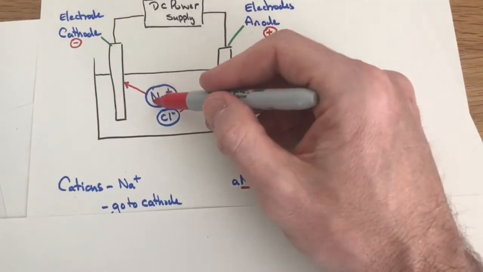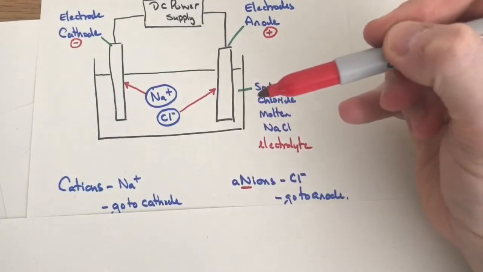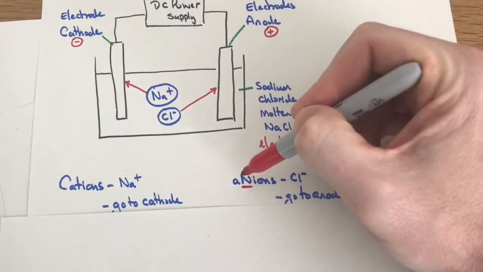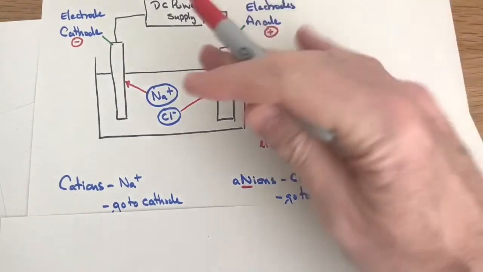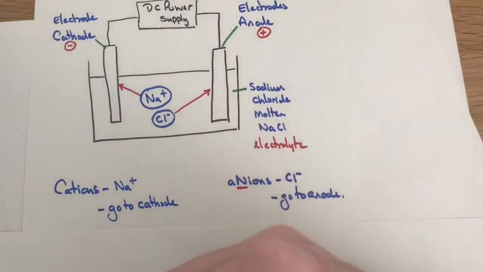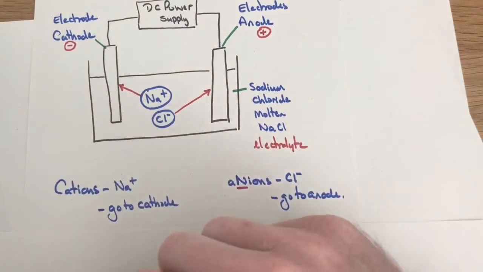If you want a way to remember the cations, cats and positive, I love them. So you've got cats and positive, I love them, and anions with the N in for negative ions, they go that way. So that's the basic setup. We're then going to have a look in the next part of the video at what happens to these ions once they've migrated to the electrodes.